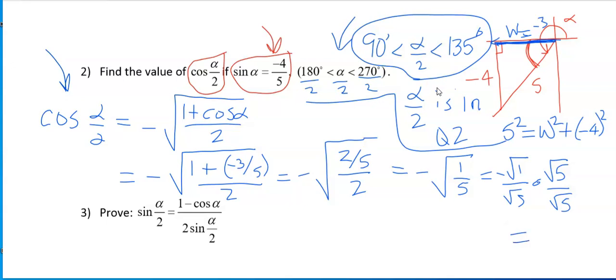And so the best answer, the most simplified, perfect answer, I guess, would be negative root 5 over 5. There you go. See that? Now, that is the proper answer. That's what it should be right there.